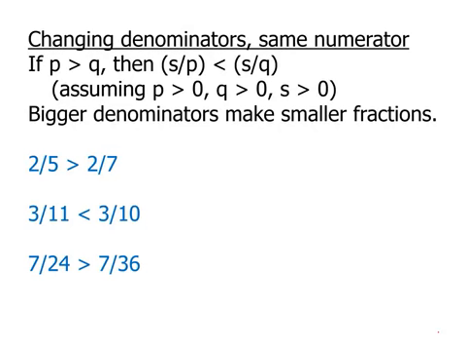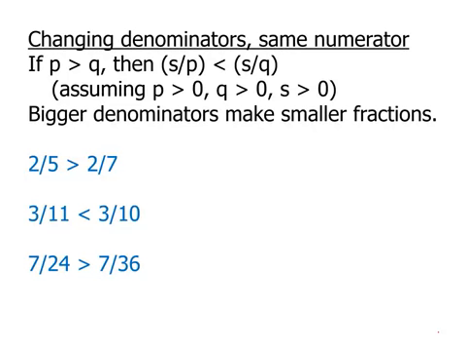So for example, 2/5 is greater than 2/7. When we make the denominator bigger, the fraction gets smaller. 3/11 is less than 3/10, and 7/24 is greater than 7/36.